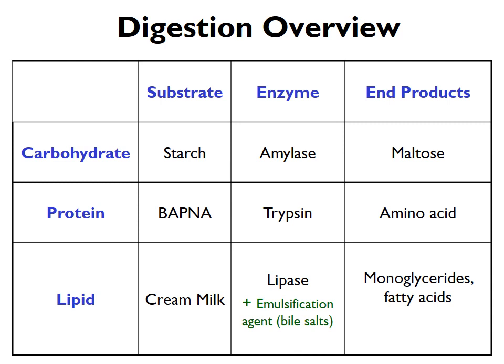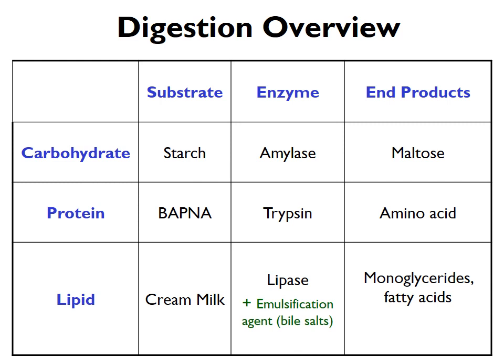Then for the protein, we use the BAPNA, which I said is a synthetic polypeptide, and it's supposed to be digested by the trypsin, which is present in the pancreatic juice, and the end product is supposed to be amino acids. Then for the lipid digestion, we used milk, and we said that we combined bile salts with the pancreatic juice, which contains the lipase.